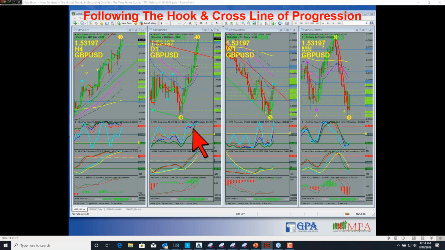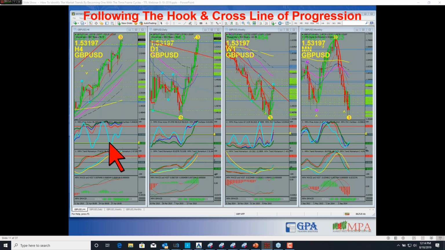And what is the percentage? It's the highest probability percentage out there. It's not overwhelmingly, you know, 51% will make the list and the other 49 won't. We're talking upwards of 85, 90, 95, and in most cases even 100%. When you get a hook and cross pattern, a PAI hook and a trend momentum cross, it means the lower time frame will make its cycle. It's the same in the opposite direction.